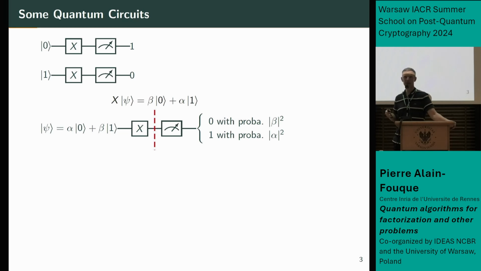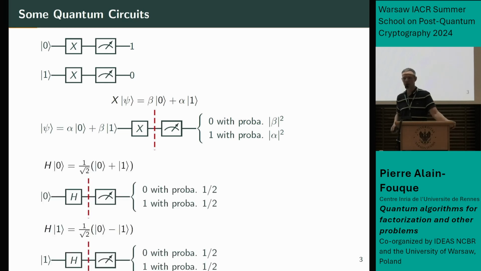Okay, so this is what I present just after the X gate. If I apply this to psi, I will get beta times ket 0 plus alpha times ket 1. And so if I measure this quantum state, I will get 0 with probability norm of beta squared and 1 with probability alpha squared. Okay? So I can do the same with the Hadamard transform. And you will see that if we begin with ket 0 or ket 1, we get 1 and 0 with probability 1/2 in both cases.